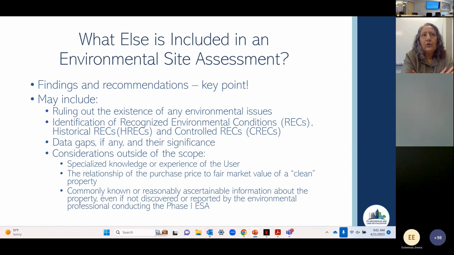And also commonly known or reasonably ascertainable information. Again, this sort of infamous site in the community. These are all things that, if present, even if you have a phase one that doesn't identify any RECs, any recognized environmental conditions, can actually void your liability protections under all appropriate inquiry. So the identification of data gaps and some of these considerations outside the scope are critical to keep in mind as you're reviewing a phase one site assessment, particularly for anyone who is going to rely on it for those liability protections.